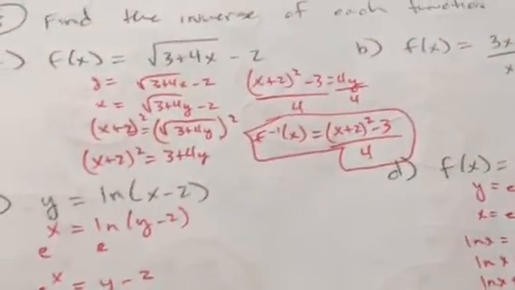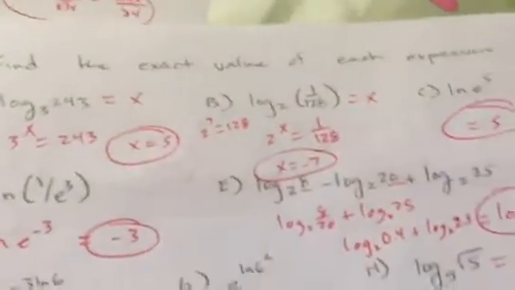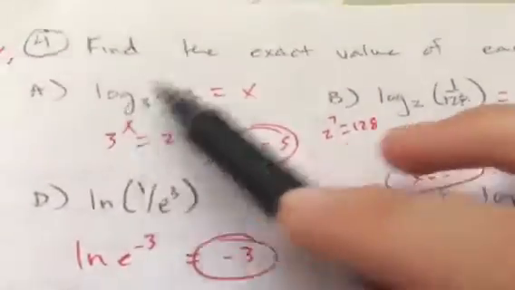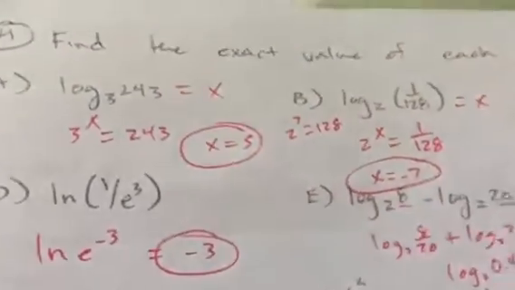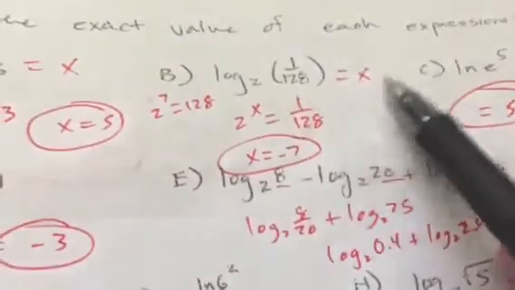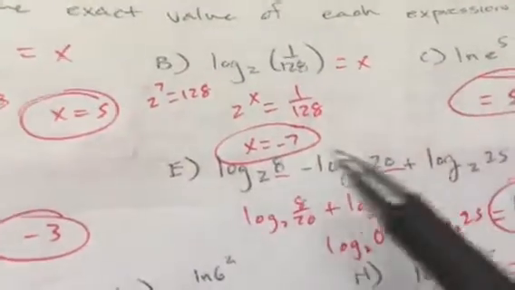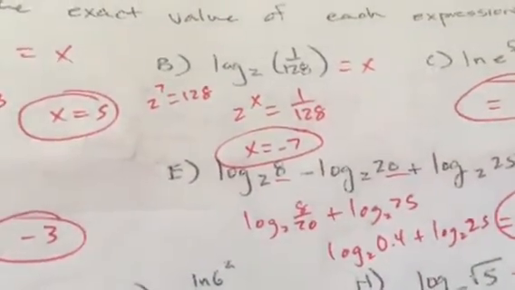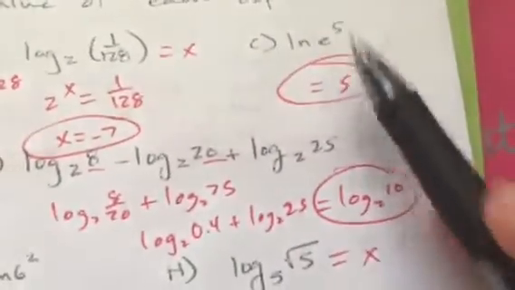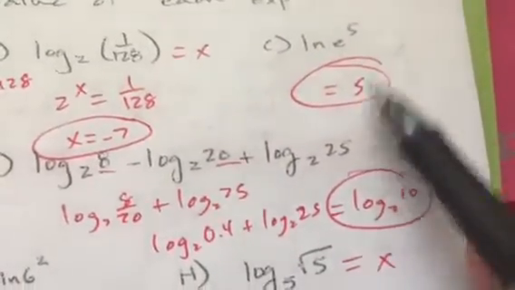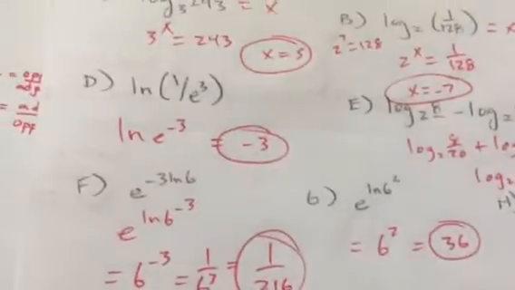All right. Take a look here. Next page, find the exact value. This is pretty easy. Again, 3 to what power gives you 243? That's the fifth. 2 to what power gives you 1 over 128? If 2 to the 7th is 128, then this is a negative 7. Literally just 5. Natural log of e to the x is just x, so that exponent's your answer.